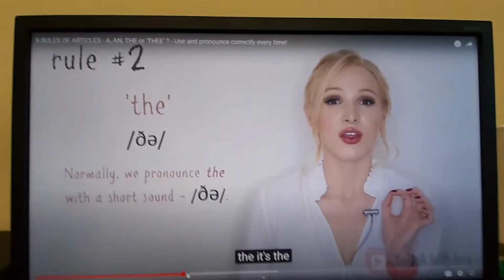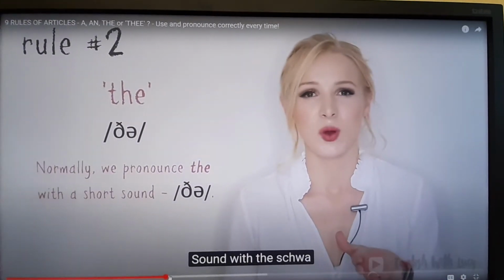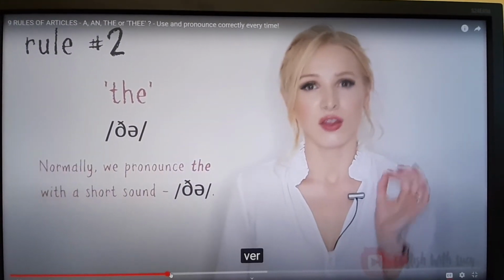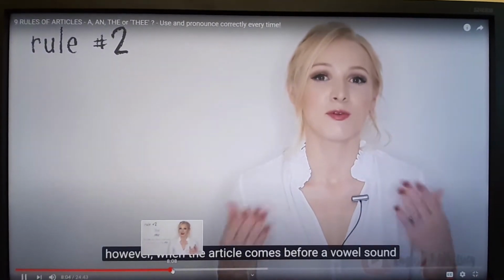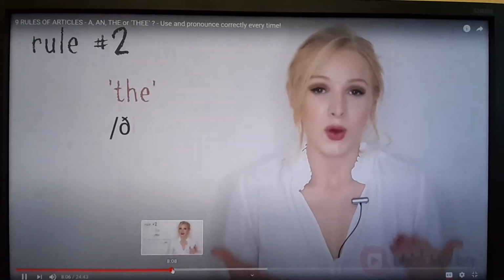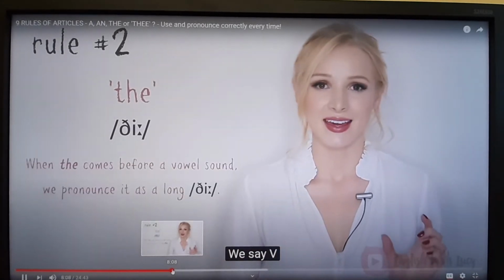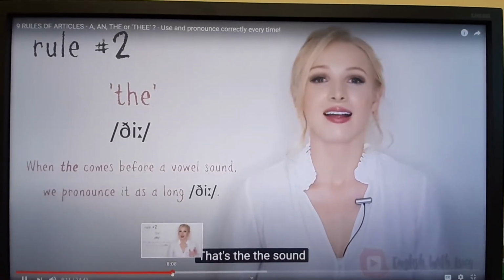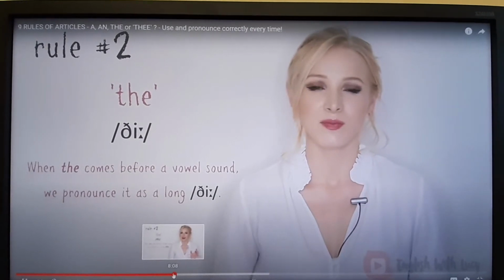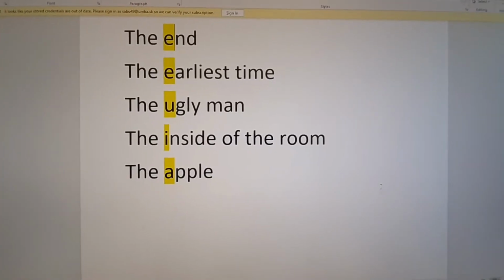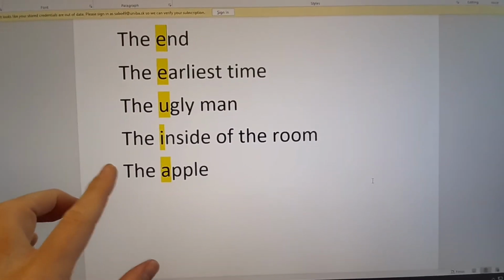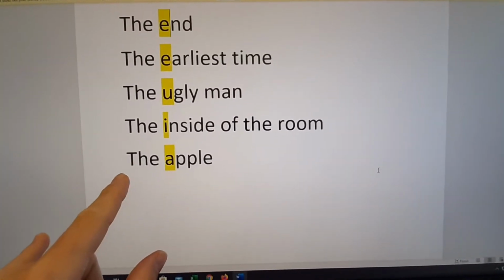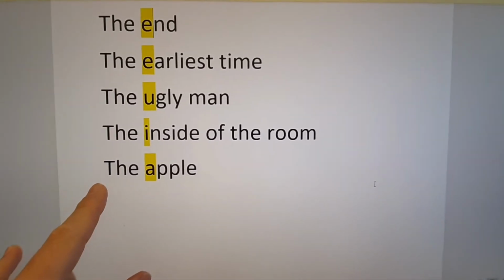"The." It's the th sound with the schwa. "The." However, when the article comes before a vowel sound, we say "thee". That's the th sound. Okay, so Lucy makes a really good point here. So "thuh", okay, is when there's a consonant, okay, spoluhlaska.